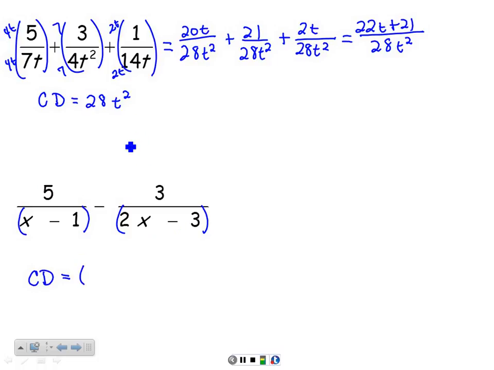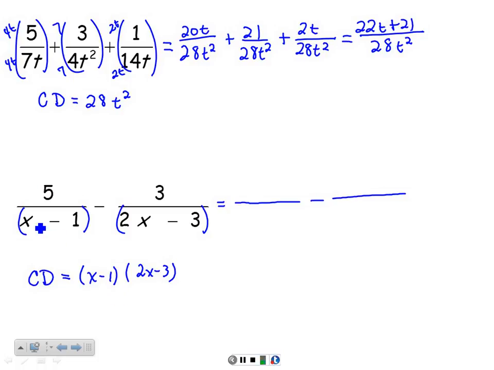So we need the x minus 1 group, and I need the 2x minus 3 group. So that's going to be your common denominator. You have to use every group, everything, once and only once. So my common denominator is these two multiplied together, but we're not actually going to multiply them out because we just have to turn around and factor them.